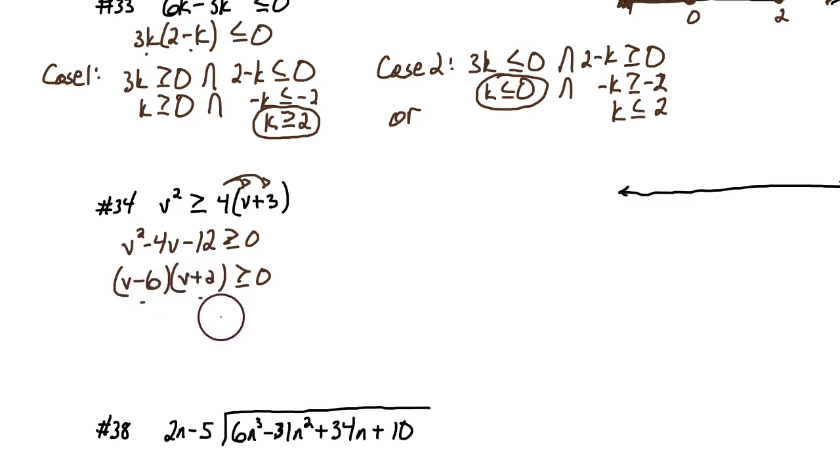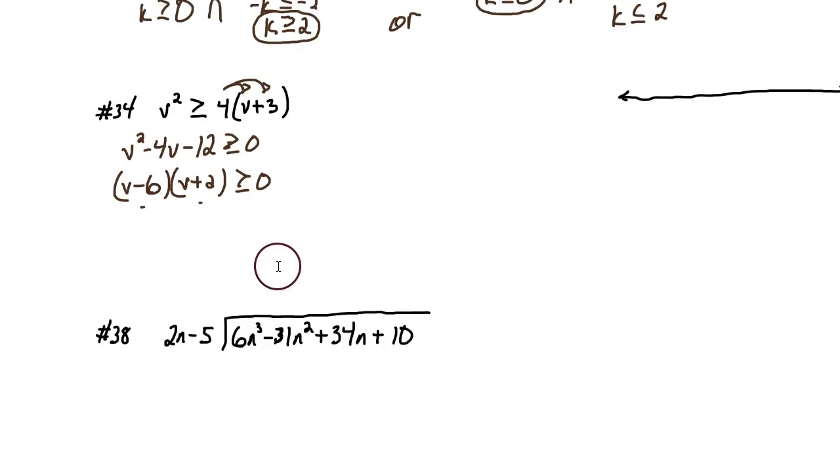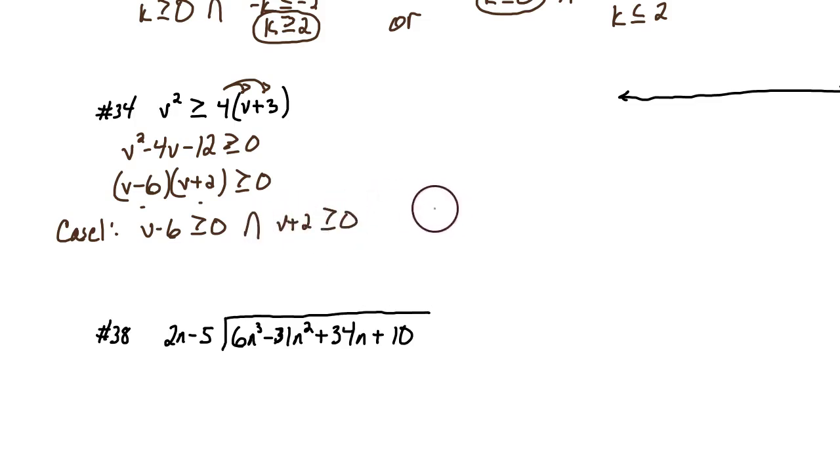We have two things multiplied together. The result is greater than or equal to 0. You can interpret this as meaning positive. So there are some cases to consider. Case number 1, both things might be positive. Case number 2, they might both be negative because a negative times a negative is greater than 0.